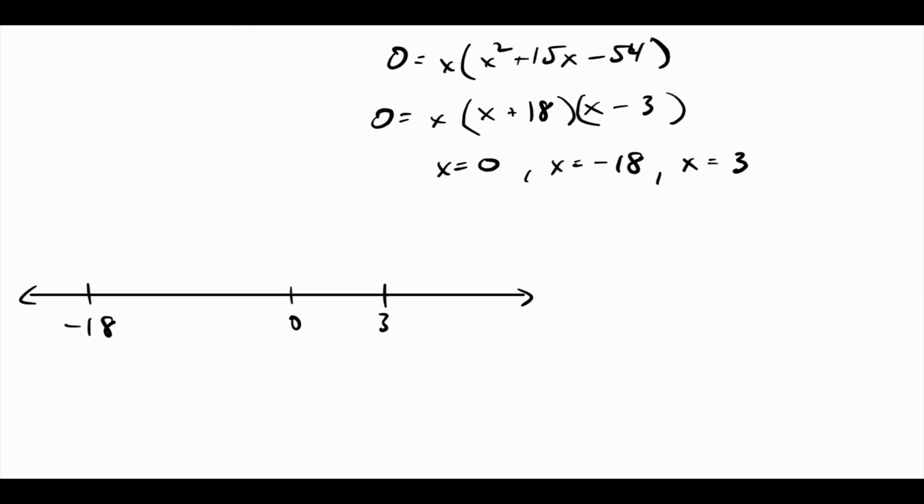So if I plug in something less than -18, it's going to be negative there, and negative there. So it's going to be negative times a negative times a negative, which makes a negative. If I plug in something in between 0 and -18, it's going to be positive here, negative here, and negative here. So negative times a positive times a negative makes a positive.